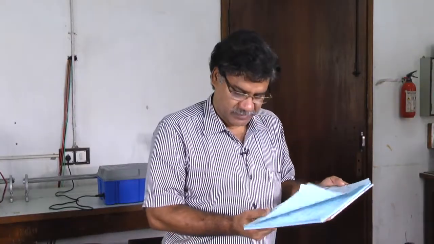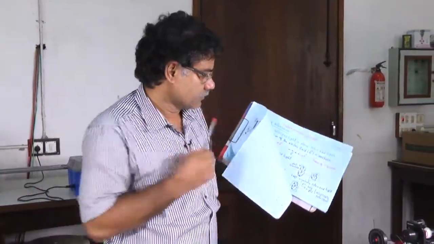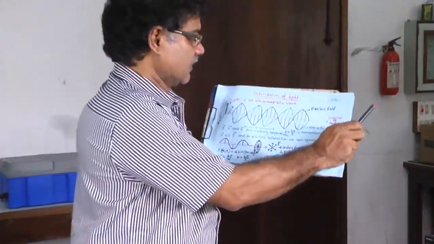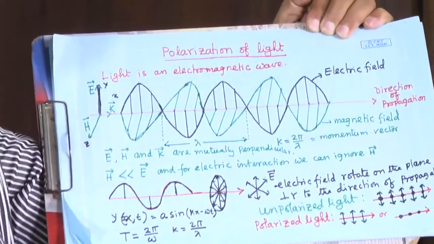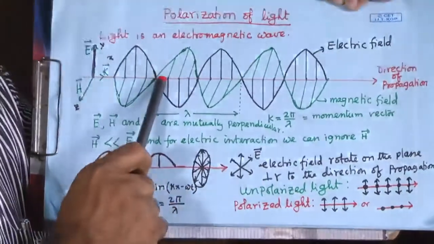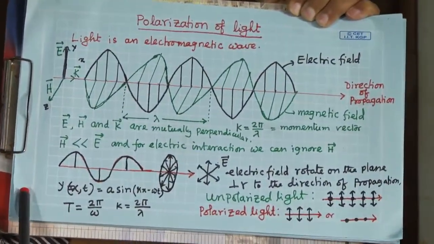So, today we will discuss the polarization of light and we will demonstrate some experiments on polarization. Let me just tell you about the polarization of light. Light is an electromagnetic wave, so that is well known to all of us.